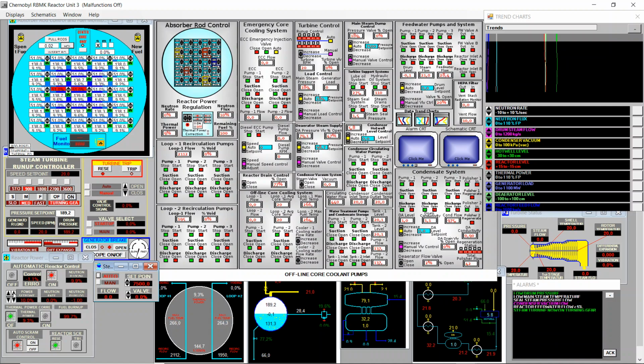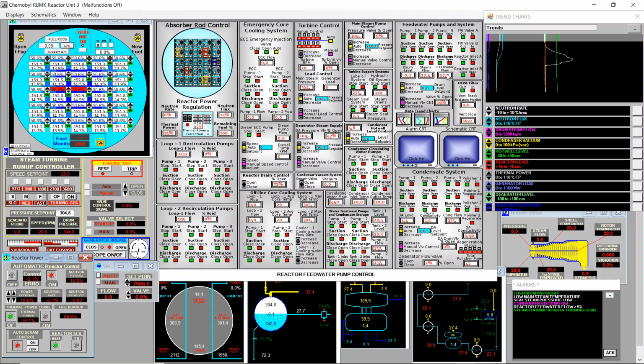But just to speed up things a bit, I will increase power set point to 15%. Okay, now it's 15%, so the reactor is generating more heat, we are heating water faster, so we are increasing pressure faster in the drum.